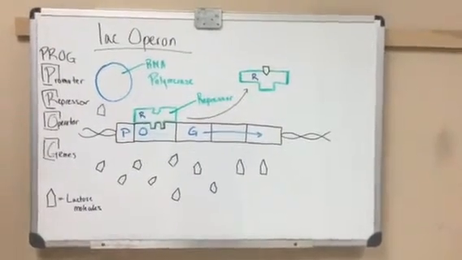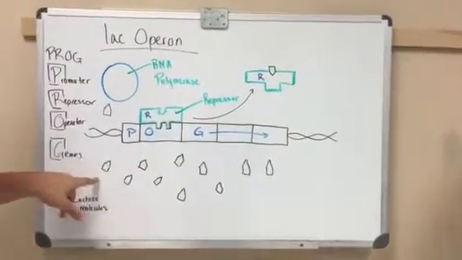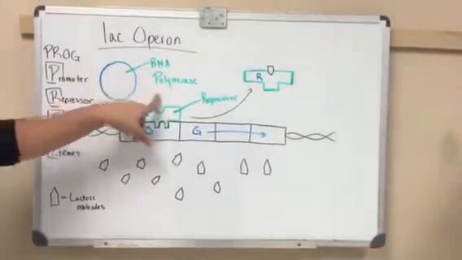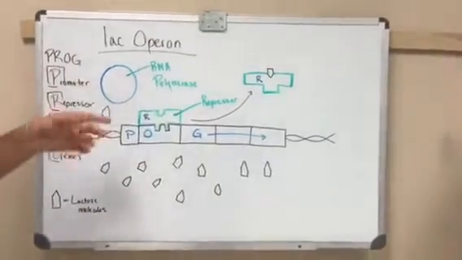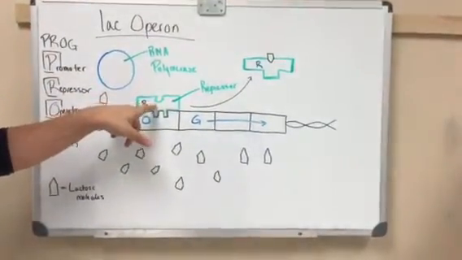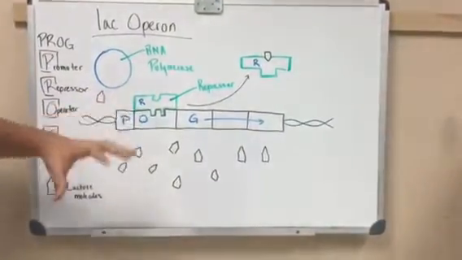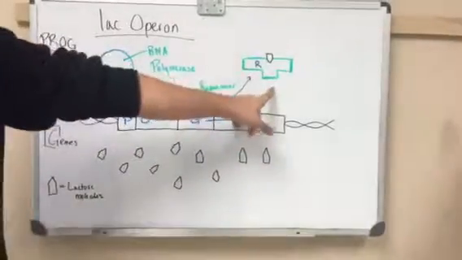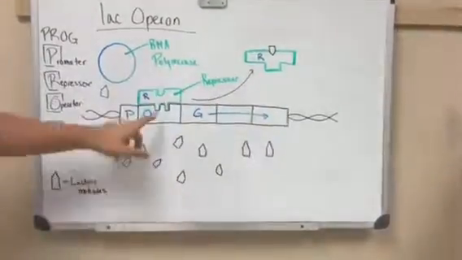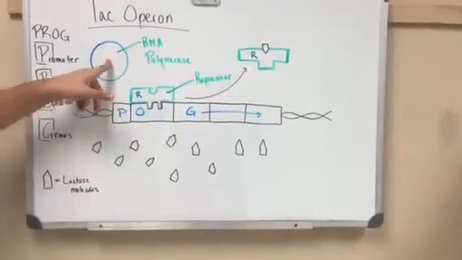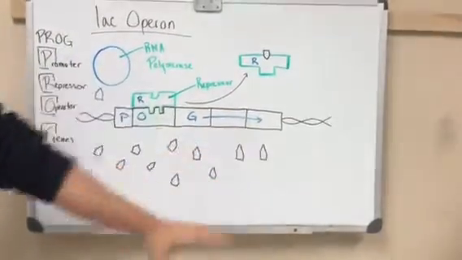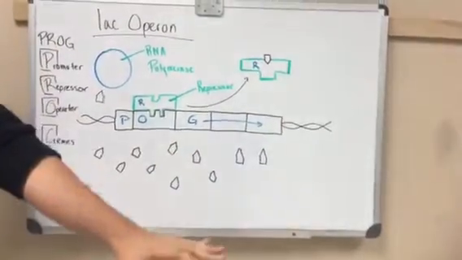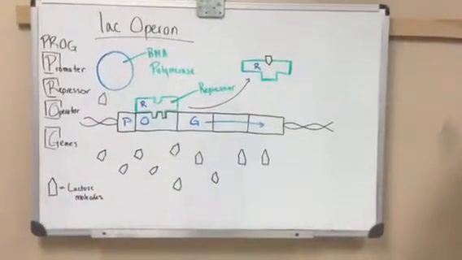So once lactose is present in the cell, one lactose molecule will come over to the allosteric site, that's what we know it as, on the repressor protein, and then it'll detach because it'll go through conformational changes. It'll detach, and this is open. It'll allow RNA polymerase to go through the lac operon, and it'll be able to allow mRNA to be synthesized.